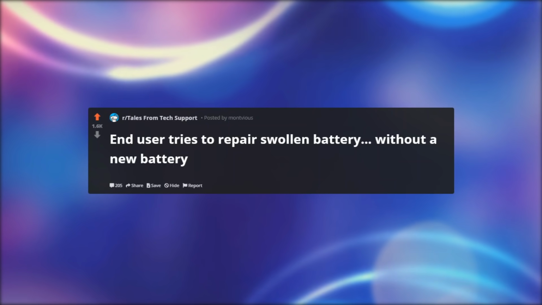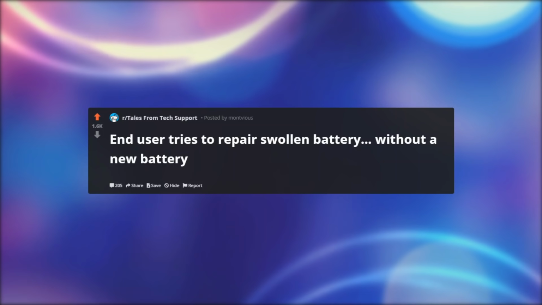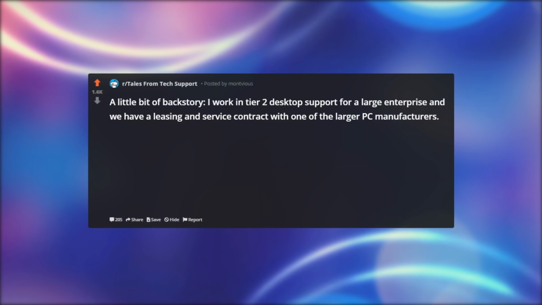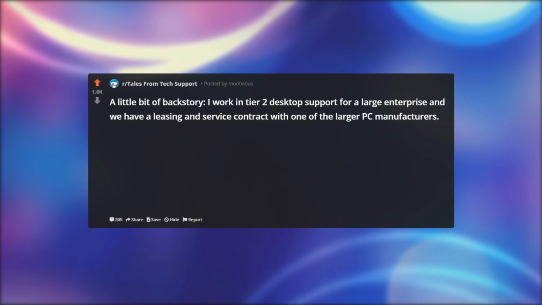End user tries to repair swollen battery, without a new battery. A little bit of backstory: I work in Tier 2 desktop support for a large enterprise, and we have a leasing and service contract with one of the larger PC manufacturers.